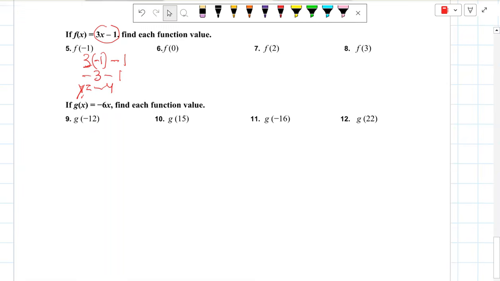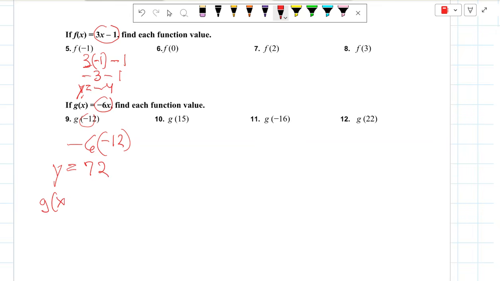Then let's take a look at number 9. This one has another rule, and the rule's different now, so negative 6 parentheses. And our first x that we're going to put in there is negative 12. That's a negative times a negative, so that gives us a positive, and the answer is 72. So our answer here can be written as y is equal to 72, or g of x, because the name changed, is equal to 72, or possibly even as an ordered pair, negative 12, comma, 72 for your y value.